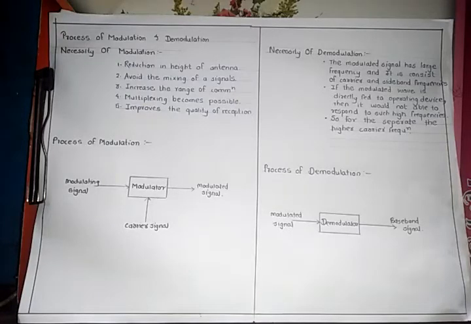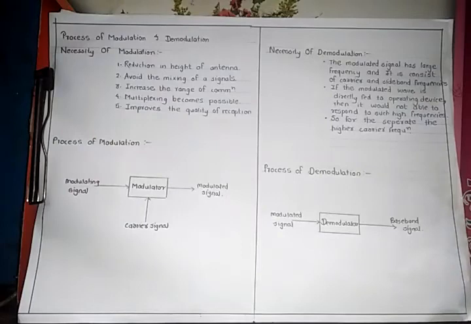Then the necessity of demodulation. So the modulated signal has a large frequency, and it consists of a carrier signal and the sideband frequency signal. If this modulated signal or this modulated wave is directly fed to the operating device, then it would not be able to respond to such high frequencies. So, to separate the higher carrier frequencies, demodulation is needed. And after that, I can explain the process of demodulation.